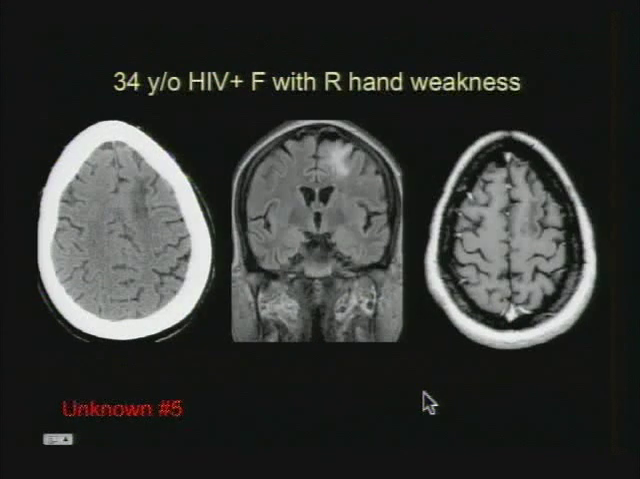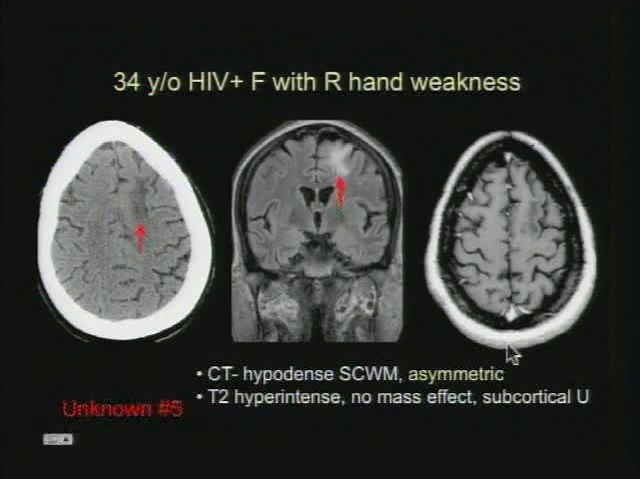This is our last unknown case. This is a 34-year-old with HIV and right hand weakness. And on the CT, you see asymmetric white matter abnormality involving the subcortical white matter, extending out to involve the subcortical U fibers. And note on the T1 how dark it is. It's very hypointense on the T1, unlike HIV encephalopathy, which you usually cannot see on the T1 weighted images.